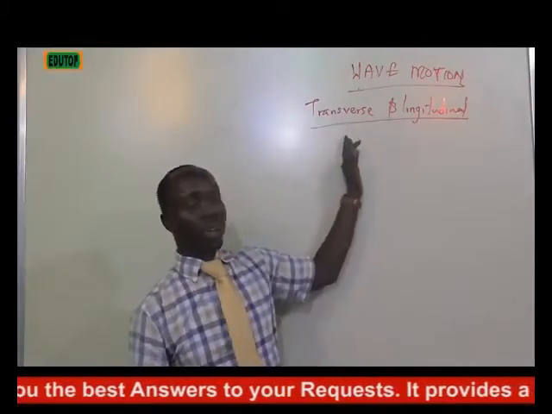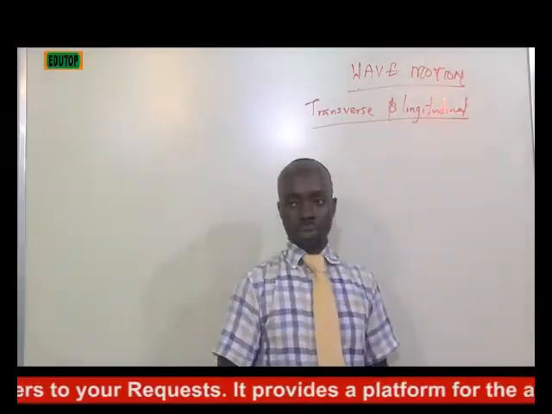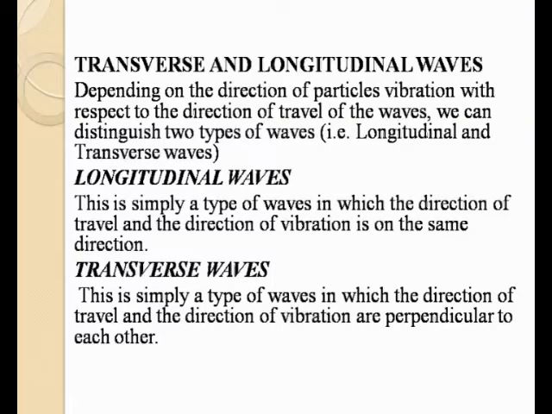We will say transverse and longitudinal wave. Now let's proceed. For longitudinal, it is simply a type of wave in which the direction of travel and the direction of vibration are in the same direction. You can see it's very straightforward. The direction of travel and the direction of vibration are in the same direction.